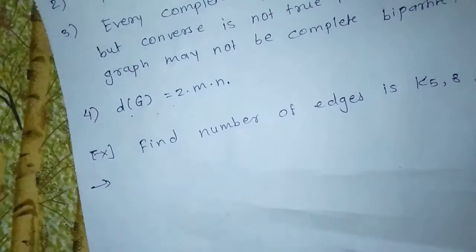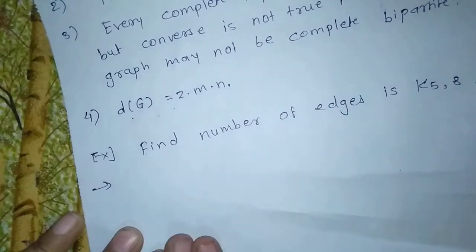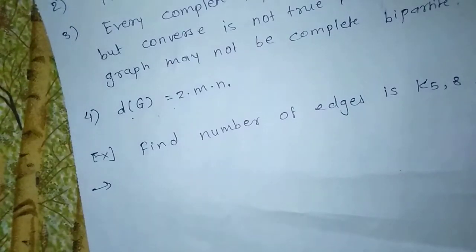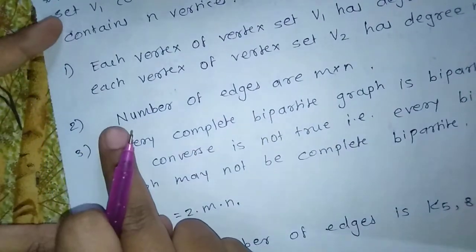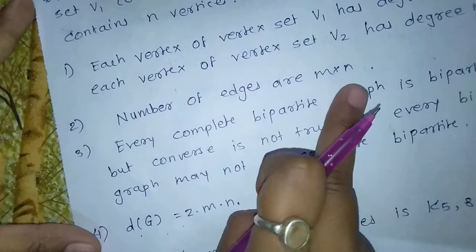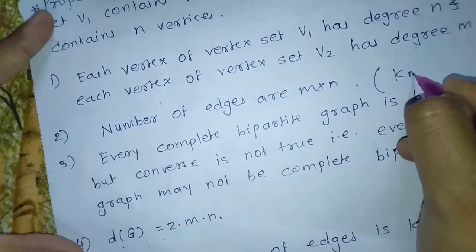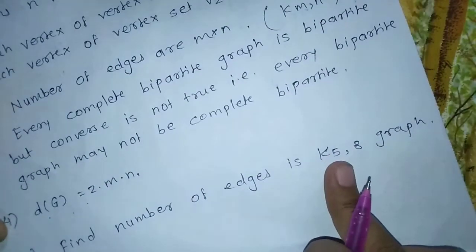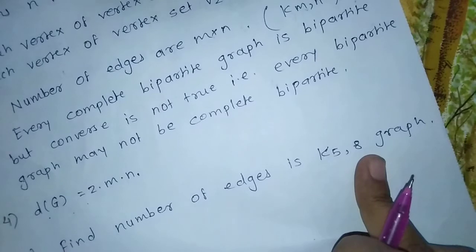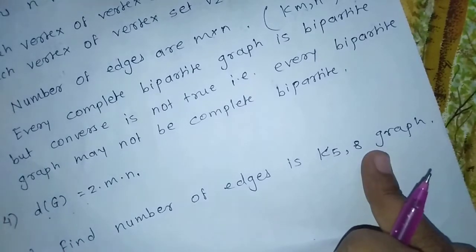Next example, find the number of edges in K(5,8) graph. By the properties of complete bipartite, the second property is the number of edges is m into n for a complete bipartite graph. Complete bipartite graph means K(m,n). Here m is equal to 5, n is equal to 8. That means this graph has 5 into 8 number of edges.